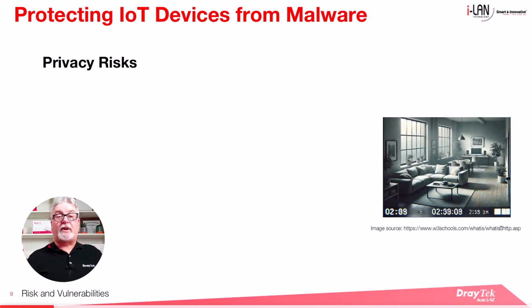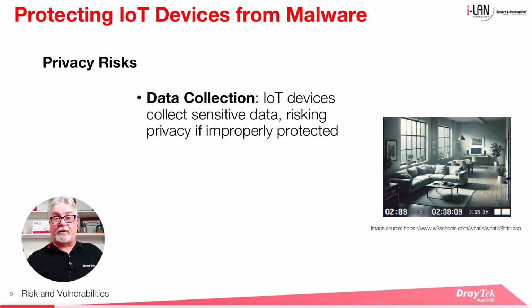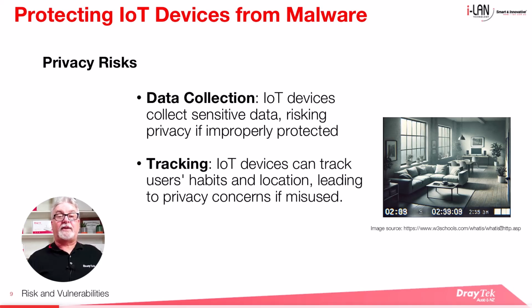Then there are privacy risks such as data collection and storage. IoT devices often collect sensitive personal data, and inadequate data protection measures can lead to privacy violations if data is leaked, stolen, or misused. And tracking and surveillance. IoT devices can track users' movements, habits, and even location, posing privacy risks if the wrong person gets hold of it.